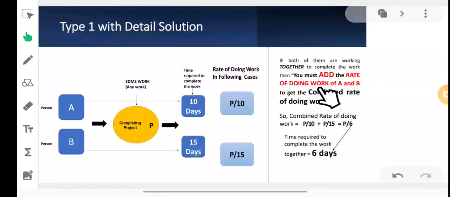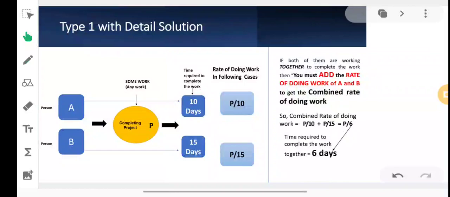Focus here. I'll repeat again. You must add the rate of doing work of A and the rate of doing work of B to get the combined rate of doing work. So what is the combined rate of doing work? P by 10 plus P by 15 equals P by 6. This is the combined rate of doing work when A and B are working together, they will work with the combined rate of work, that is P by 6.